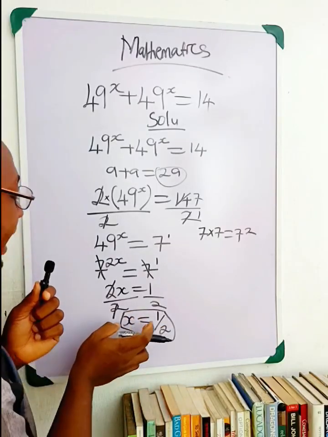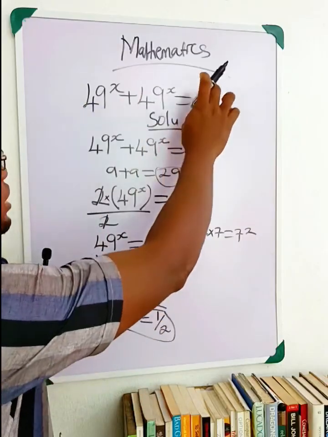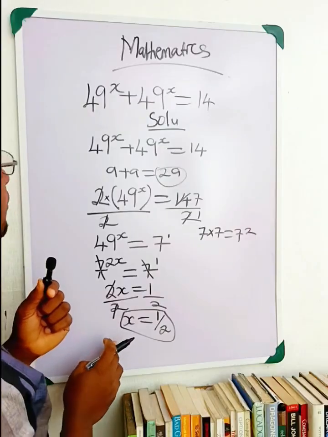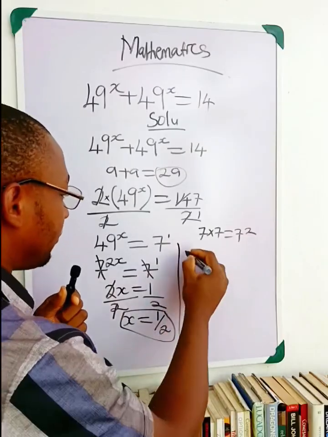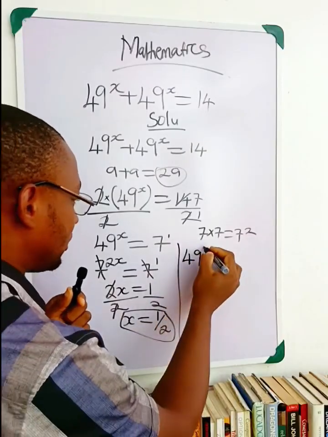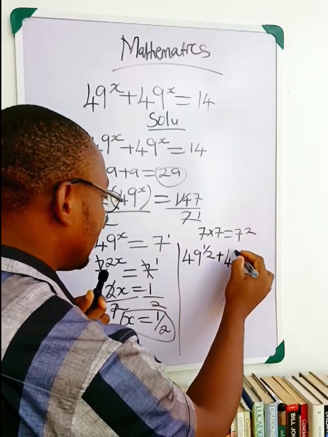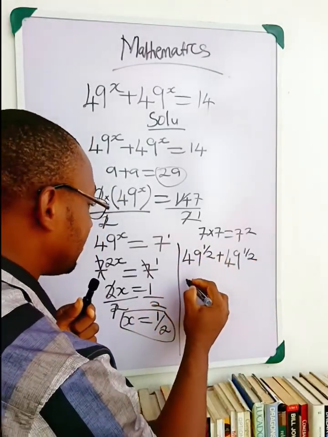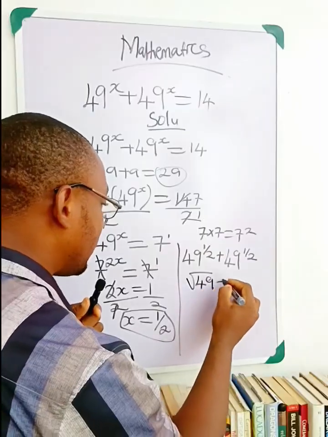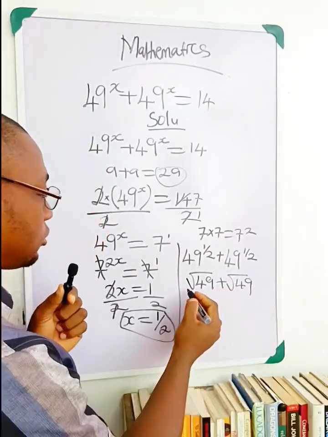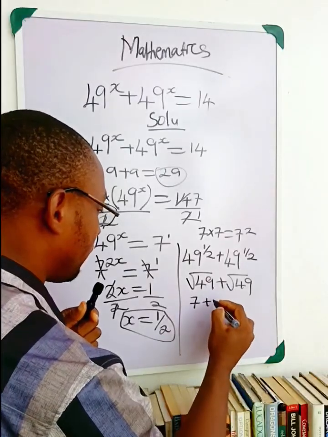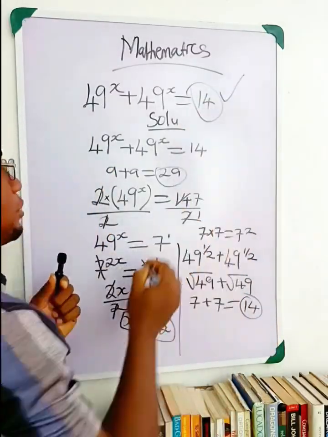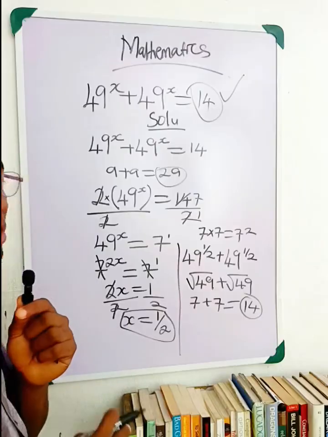If you substitute x as 1 over 2 in this equation, it will give you 14. Are you following? So that is just how it is. Because if you say, for example, 49 raised to power 1 over 2 plus 49 raised to power 1 over 2. 49 raised to power 1 over 2 is the same thing as what? Square root of 49 plus square root of 49. Square root of 49 is 7, plus square root of 49 again is 7. 7 plus 7 gives you 14. That's why we have 14 here. So the value of x as 1 over 2 is 100% correct.